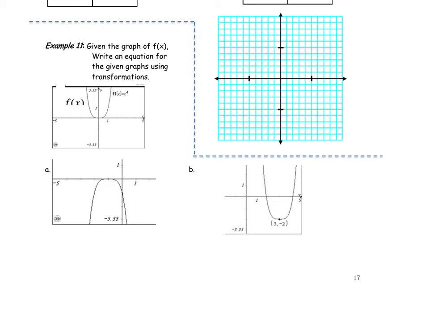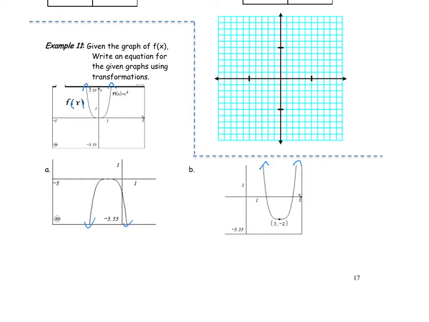This is the solution to example 11 from notes 2.5. In here, we are given a parent function. So this is the parent function f of x. We're shown its graph. And then we're given some graphs of transformations. And I'll tell you right away that there are no dilations in this first example. So we don't have to worry about stretches and shrinks.